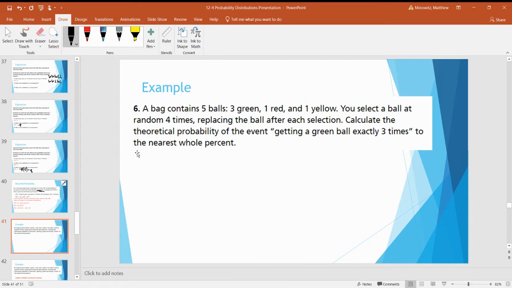So here's an example for you to try. A bag contains 5 balls, 3 green, 1 red, 1 yellow. You select a ball at random 4 times, replace the ball after each selection, and calculate the theoretical probability of the event getting a green ball exactly 3 times, and I want your answer to the nearest whole percent. So pause the video. This problem should take a little while. And when you're ready, you unpause it, come back in, and you'll see the steps as I go through. And while I'm going through it, you can still pause the video and try if you make a mistake.